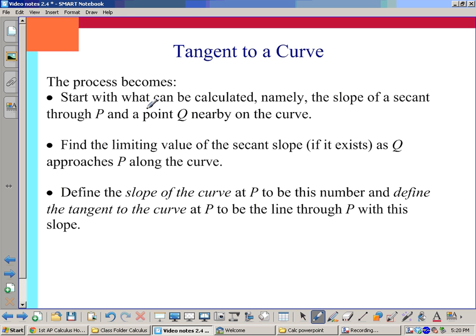The process becomes, we'll start with what can be calculated. So we'll find the slope of a secant line somewhere on our curve, just between two points, call them P and Q. We just want Q to be relatively close to P. We don't want it to be too far away. So we'll find the limiting value of the secant slope. What that means is as we move Q closer and closer to P, we're going to define the slope of the curve at P to be the number we get when we move Q closer and closer to P.